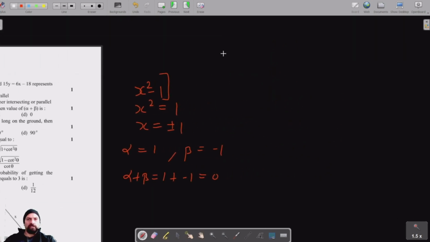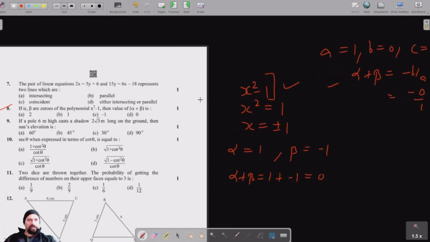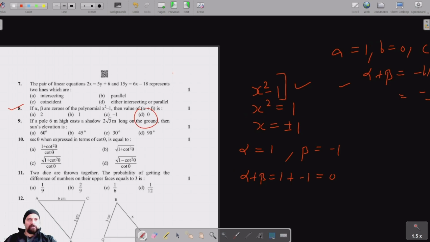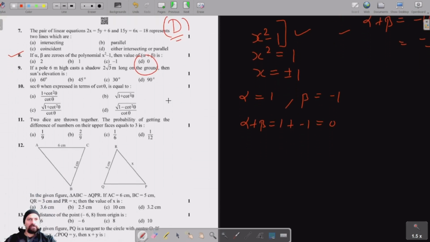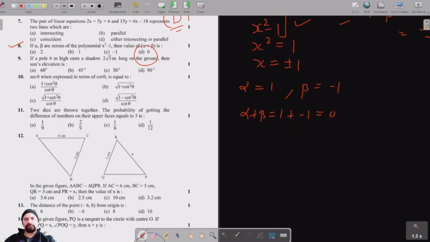We can also do it in this way. The coefficient of x squared is 1, b is 0, and c is negative 1. And we know that alpha plus beta is minus b by a, which is 0. So you can do it either way. And this will give us the answer D. So D is the correct option. Let's move on to question number 9.